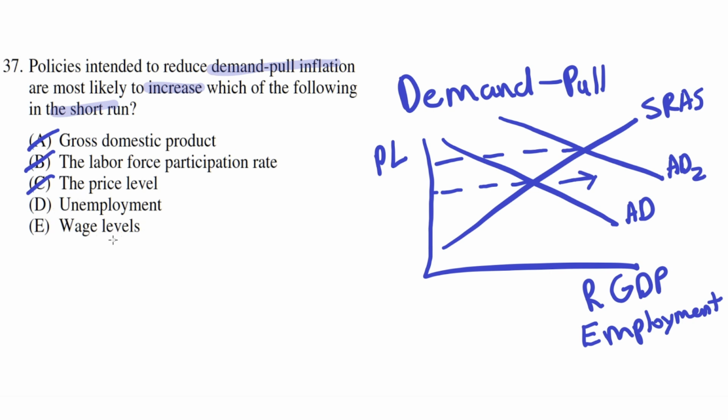E. Wage levels. This is incorrect because a shift to the left in the aggregate demand would cause a decrease in the wage levels, as price levels would decrease and the nominal wages would decrease. So E is incorrect because wage levels would decrease, not increase. And therefore the correct answer is D.